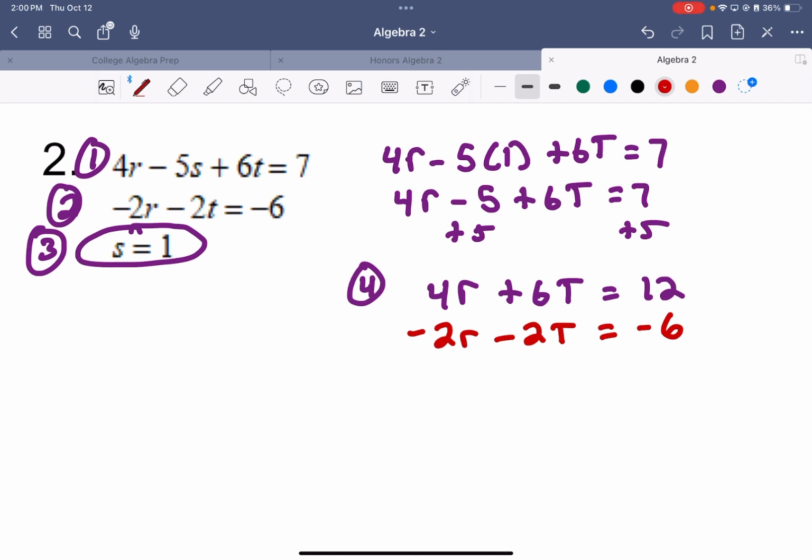And now we're not going to use substitution this time. We're going to use elimination. I'm not sure I understand. I'm not sure I do either, but I'm trying. What do I have to multiply the bottom one by? 2. I multiply the bottom one by 2.